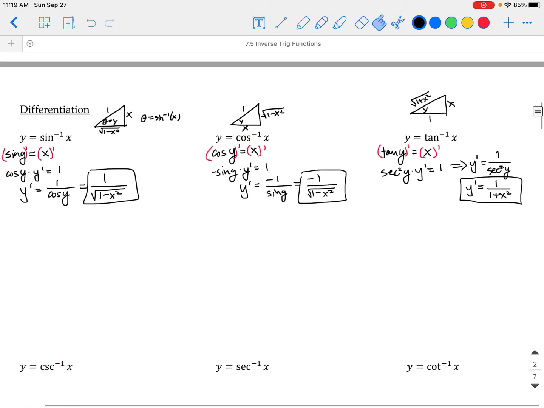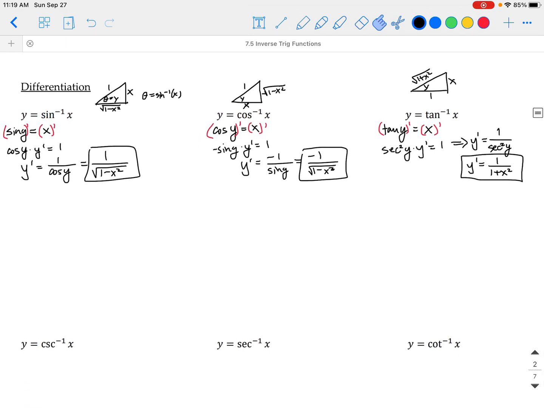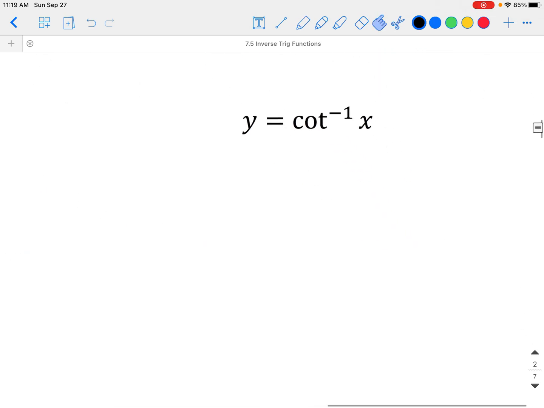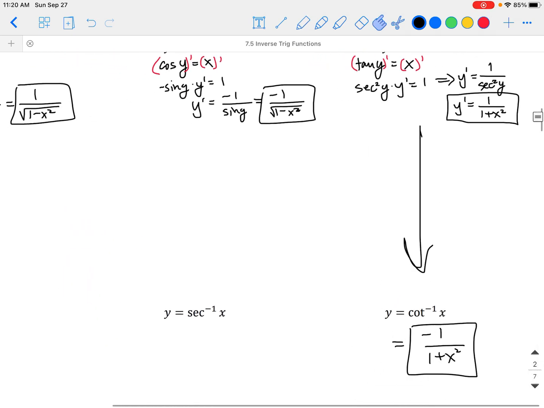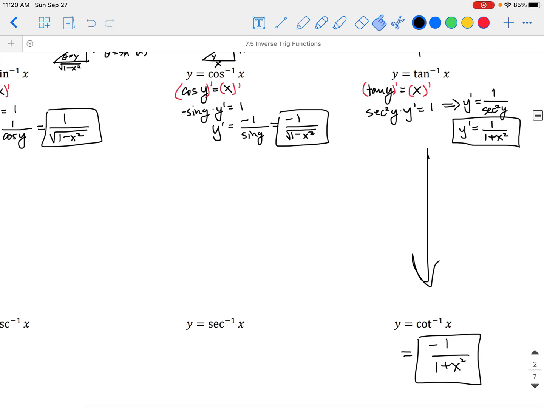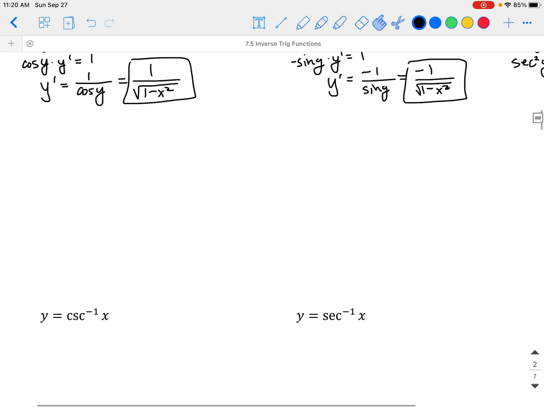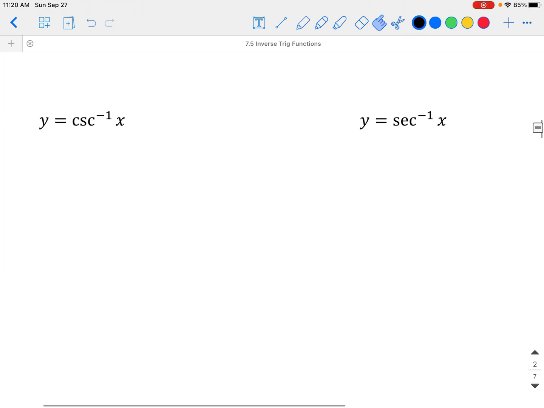All right, so those are our first three inverse trig properties. The next three are going to follow the same way. So let's go ahead and take a look at those. What I'll note is for tangent and cotangent, cotangent is just going to work out to negative 1 over 1 plus x squared by the same property. So it's going to have that opposite property that tangent and cotangent have as derivatives. But for secant and cosecant, we're going to get something different.